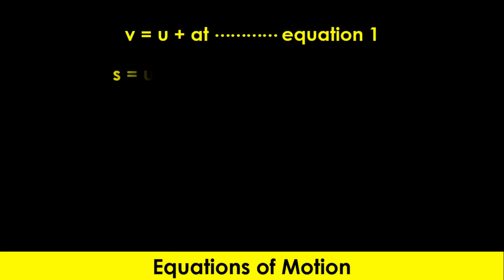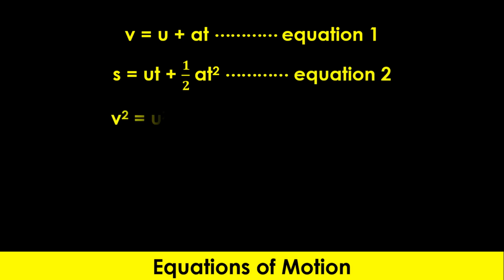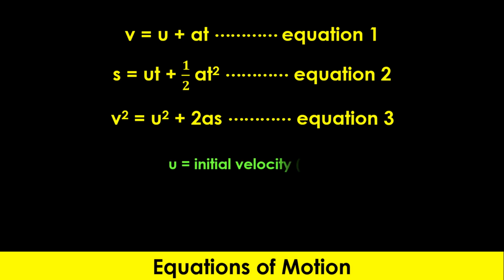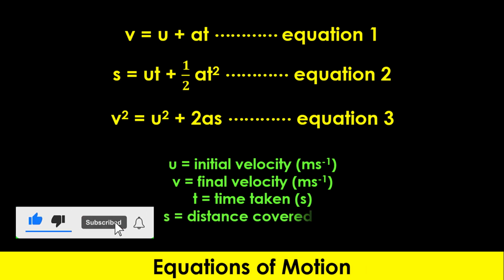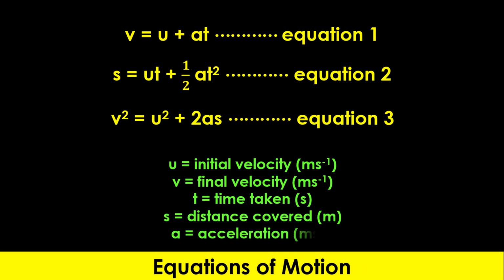Just like we did in vertical projection, in deriving the equations and formulas of angular projectile motion, we will also apply the basic equations of motion displayed on the screen. Recall that u is the initial velocity in meters per second, v is the final velocity in meters per second, t is the time taken to cover a given distance in seconds, s is the distance covered in meters, while a is the acceleration in meters per second squared.